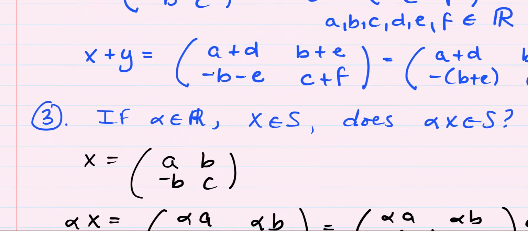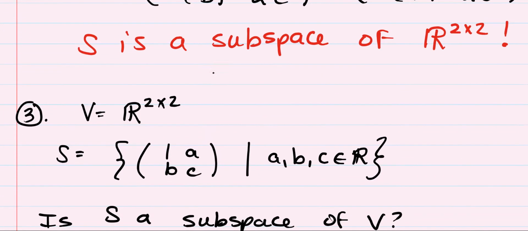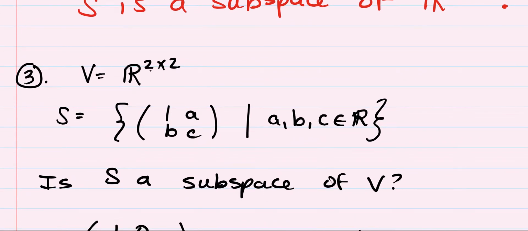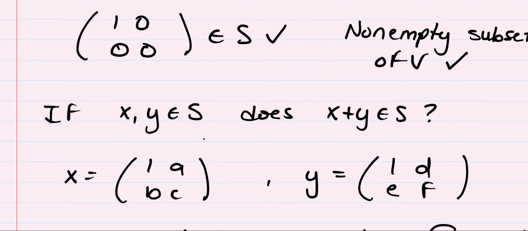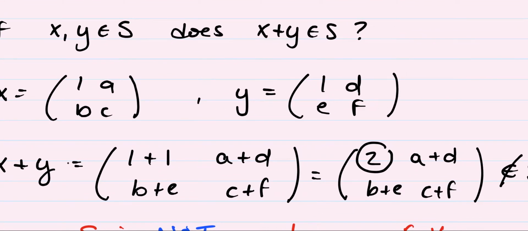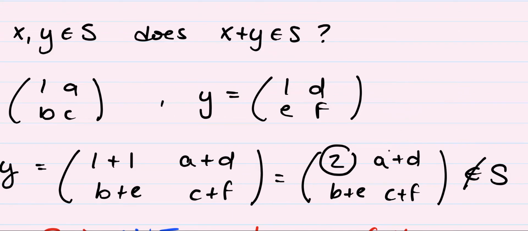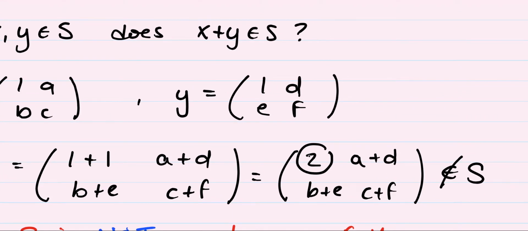But where it is helpful, we had one example that was not a subspace. I'm going to scroll down. This one right here. We said that V is the set of 2 by 2 matrices, and S is the set of all matrices that take this form, where we fix this 1 here, and A, B, and C can change. We said that this is not a subspace, and how we showed it was we said that if we add 2 vectors in that set, we get something that's not in the set. We got a 2 here instead of a 1, and that's perfectly fine.